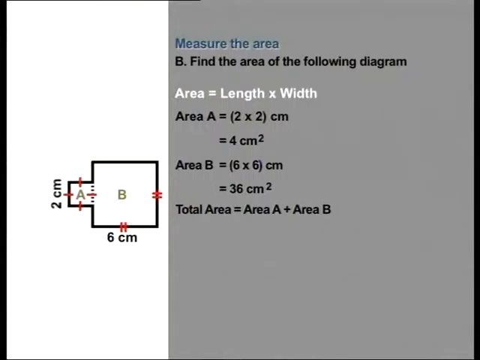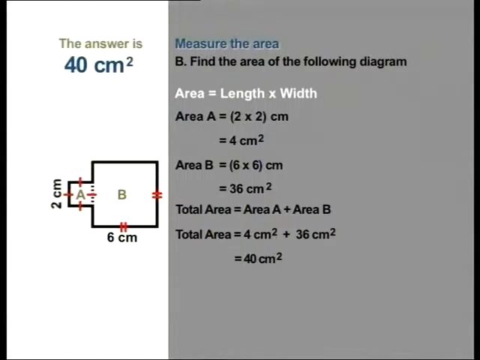Add up the area of A and B. So 4 cm square plus 36 cm square is equal to 40 cm square. The answer is 40 cm square.